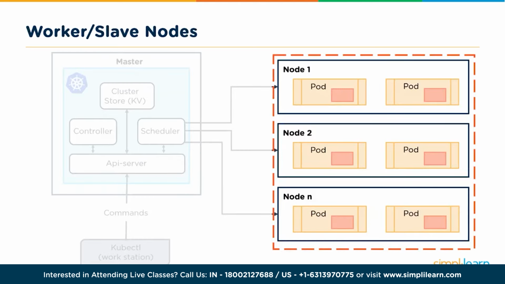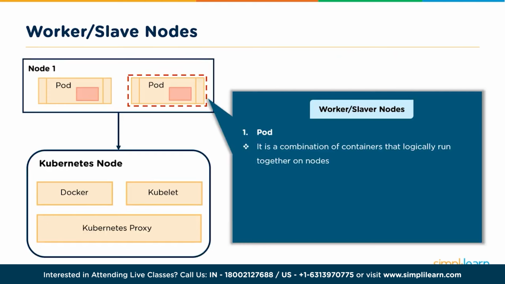Your node environment is where all the work that you do with your containers gets pushed out to. A pod is really a combination of containers, and each container will logically run together on that node. So you'd have a collection of containers on a node that all make logical sense to have together.